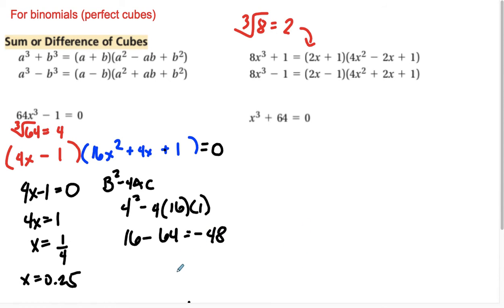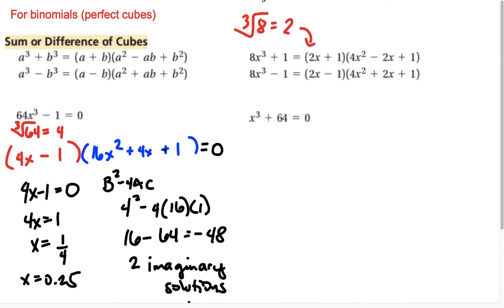So I can keep going to figure out what my imaginary solution is, but I really just want to show you how to factor this out first. Okay, so let's move on to the next. All right, so this is going to give me two imaginary solutions. So that's why you don't see it on the graph. All right, let's look at my next example.